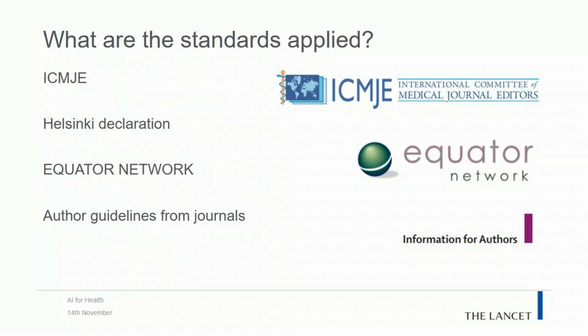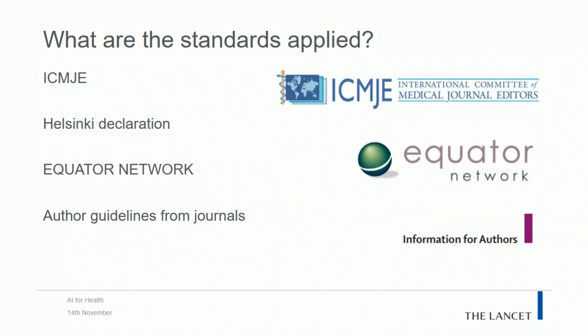First of all, most of the major medical journals are signatories to the International Committee of Medical Journal Editors. That tells us things about how a trial needs to be conducted, how it needs to be reported, what the role of authorship is, and what the role of funding is. We are signatories to the Helsinki Declaration, which is about any kind of research which involves human people. We also apply all of the Equator Network. The Equator Network describes reporting guidelines for almost every kind of medical trial.